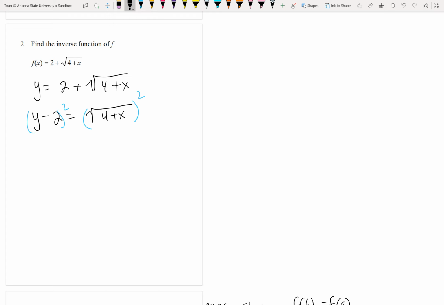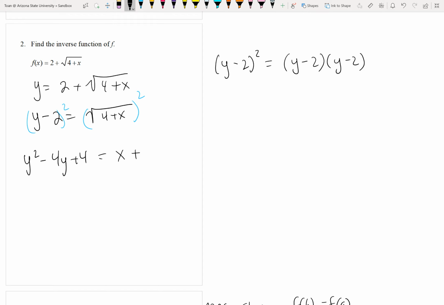Recall when you square a binomial, please don't make the mistake. There is a middle term. You should have a trinomial here. So this is y minus 2 times y minus 2. So if you did not do the distribution properly, you would get the wrong answer. So y minus 2 squared is going to be y squared minus 4y plus 4 equals 4 plus x, and then subtracting 4 from both sides, you get y squared minus 4y equals x.